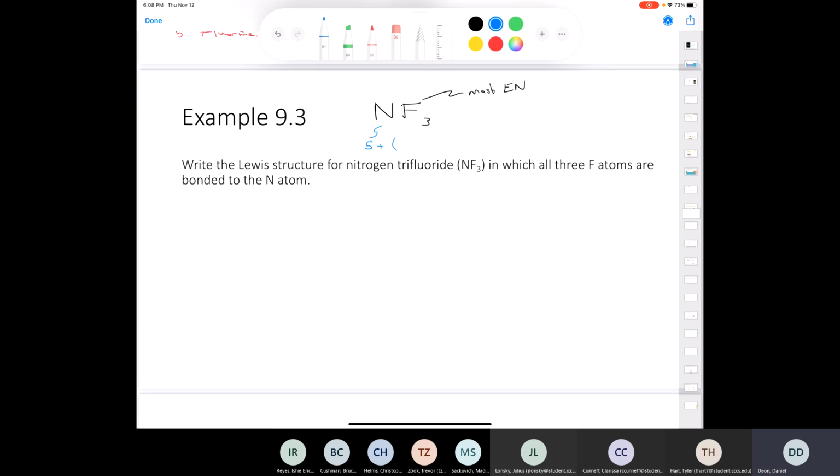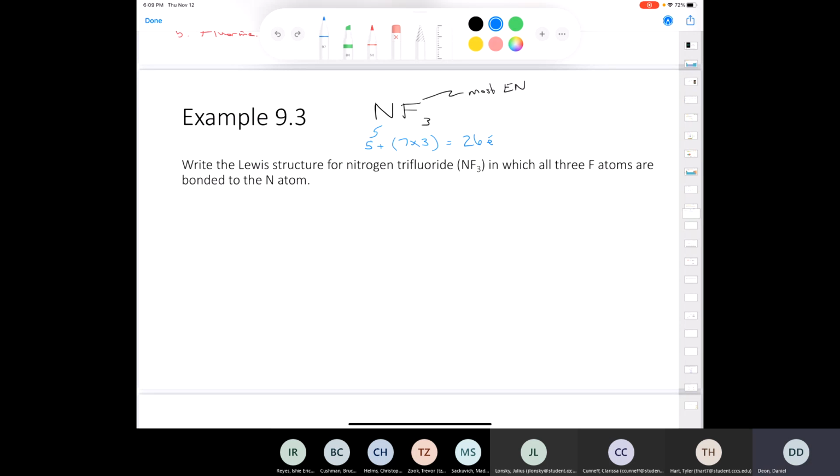How many valence electrons does fluorine have? Well, fluorine is in group 7A. So that means it's got a total of 7 valence electrons. And how many fluorines do I have? I have 3. So I'm going to multiply that total number of valence electrons for fluorine times 3. That gives me 21 plus 5. That gives me a total of 26 electrons. That means that when I'm done my Lewis structure, it's got to have a total of 26 electrons.